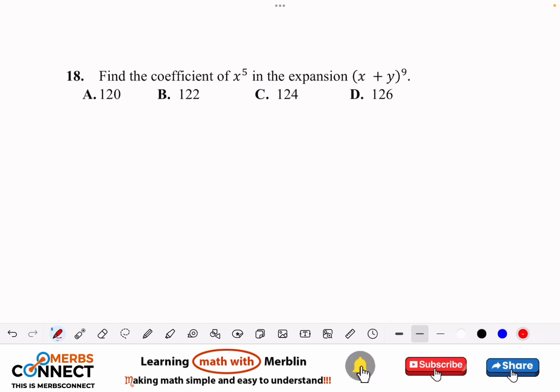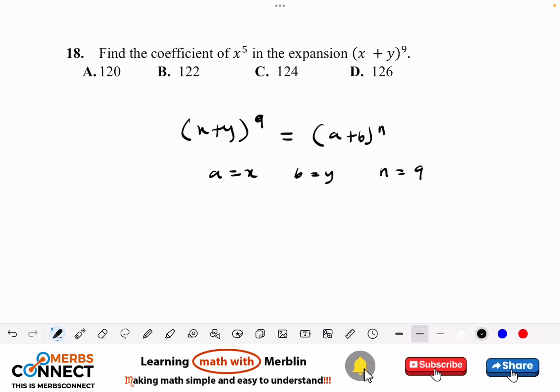So find the coefficient of x to the power 5 in the expansion of (x plus y) to the power 9, right? So we have (x plus y) to the power 9. Now this is of the form (a plus b) to the power n. So I know that x is equal to a and y is equal to b and my n is equal to 9, right? So as soon as I do something like this, I'm going to use the shortcut form, which is nCr a to the n minus r and b to the r.